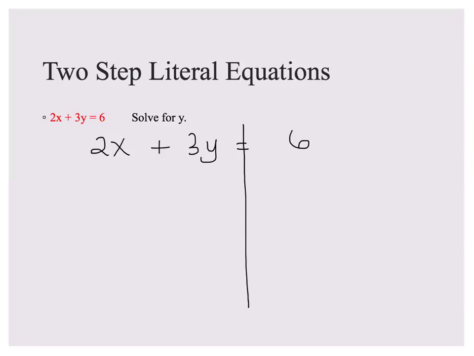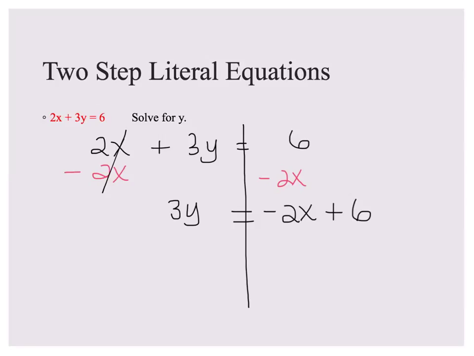So if I want to get y by itself, I have to move the 2x. And I move it by subtracting 2x. Now, when I put that 2x on the other side, I want to write it in front of the 6. And the reason why it's plus 6 is because this 6 is a positive number.